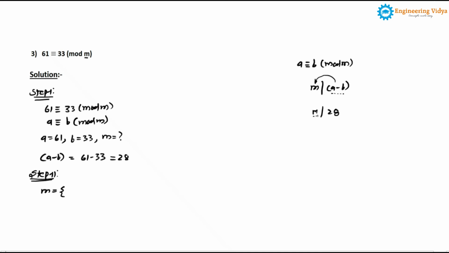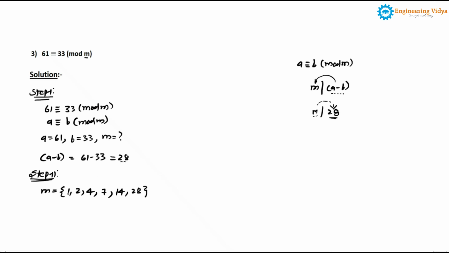So to estimate the value of m, we'll find all those numbers that can divide 28, not 120, sorry. The numbers that can divide 28 are 1 first, then 2, 4, 7, 14, and 28 also can divide 28. So if you see over here, 1, 2, 3, 4, 5, 6, a total of 6 different values for the m that can divide 28.